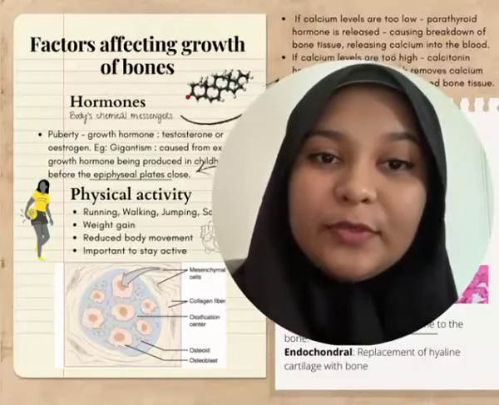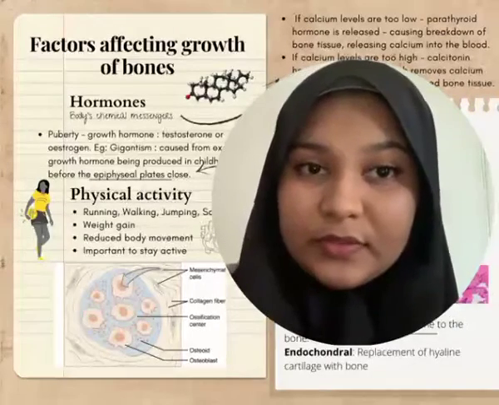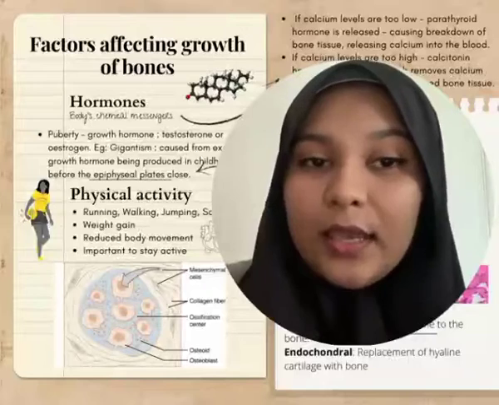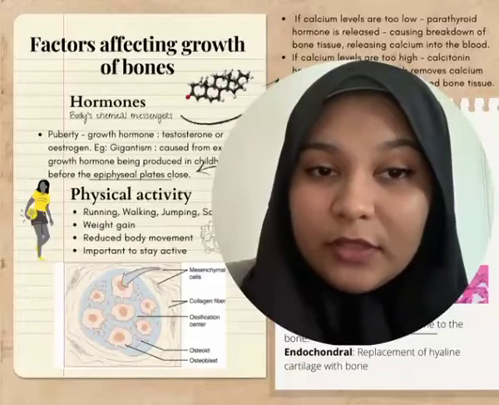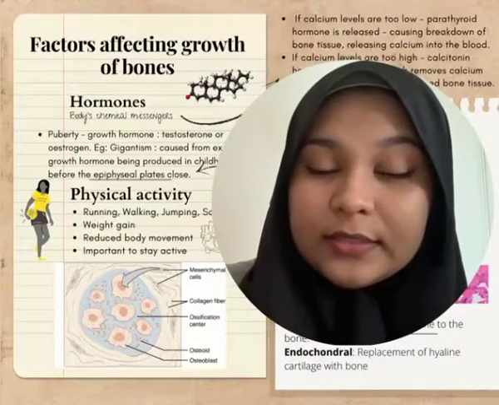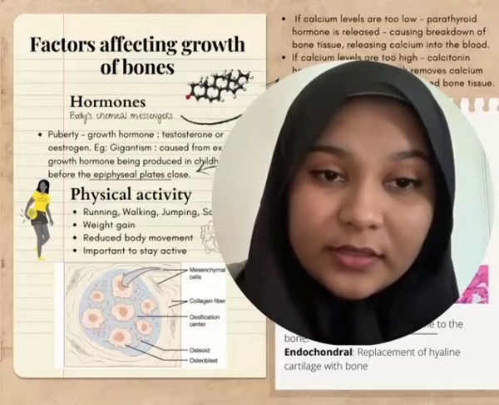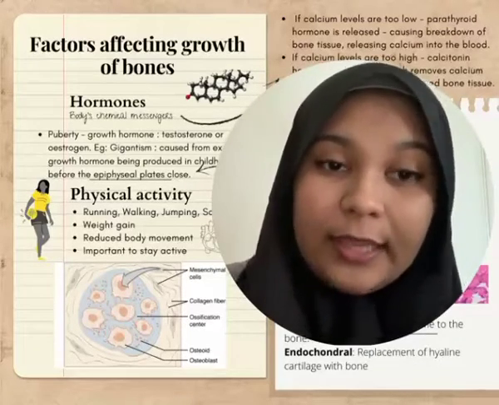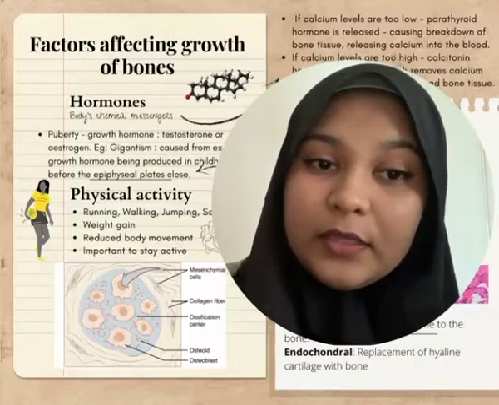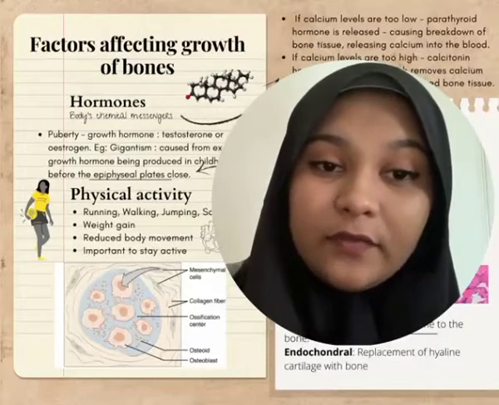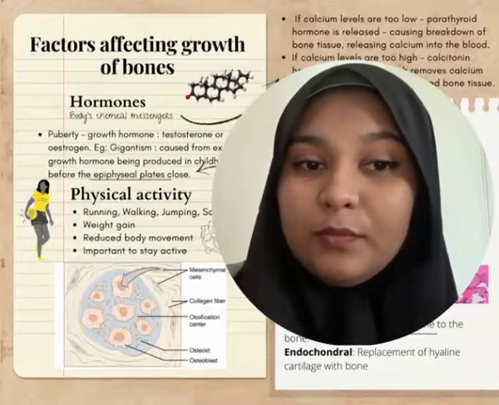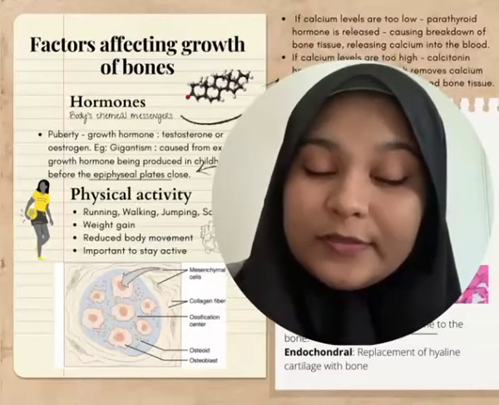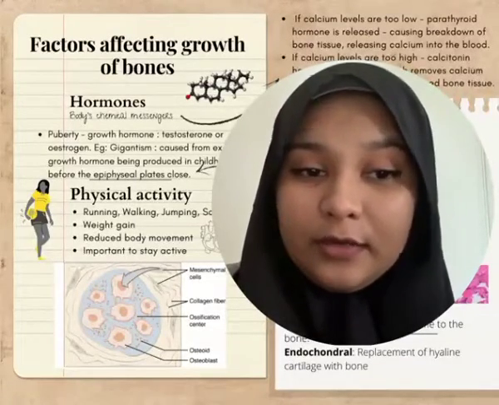There's also a process by which new bones are produced. It's called ossification. It begins about the third month of fetal life in humans, and it's completed by late adolescence. The two types of bone formation are intramembranous and endochondral. The intramembranous is a direct conversion of mesenchyme to bone. Endochondral is the replacement of hyaline cartilage with bone.